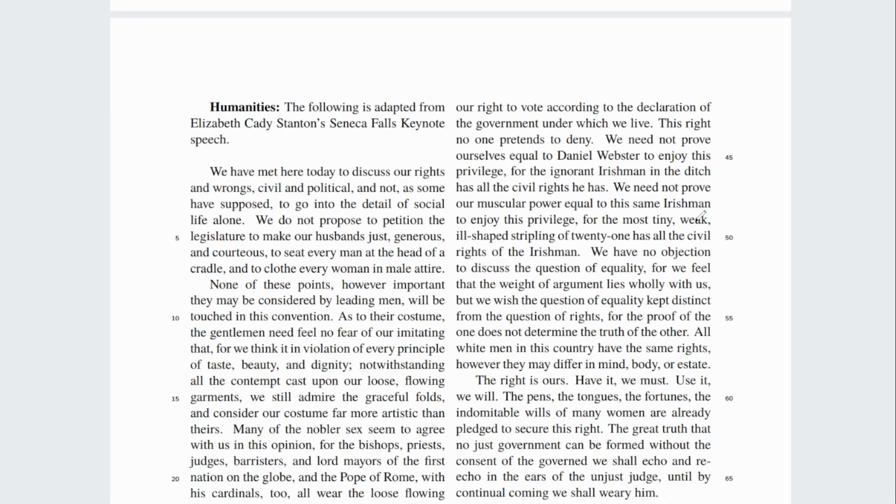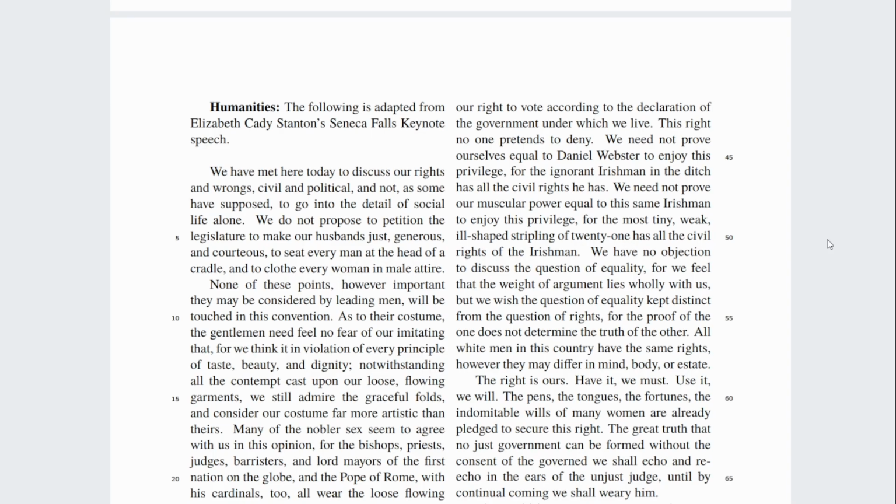We need not prove ourselves equal to Daniel Webster to enjoy this privilege, for the ignorant Irishman in the ditch has all the civil rights he has. We need not prove our muscular power equal to this same Irishman to enjoy this privilege, for the most tiny, weak, ill-shaped stripling of 21 has all the civil rights of the Irishman. We have no objection to discuss the question of equality, for we feel that the weight of the argument lies wholly with us. But we wish the question of equality kept distinct from the question of rights, for the proof of the one does not determine the truth of the other.